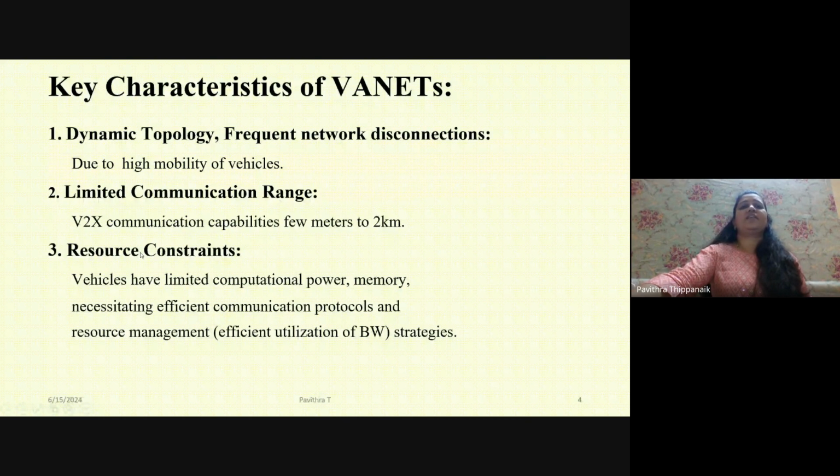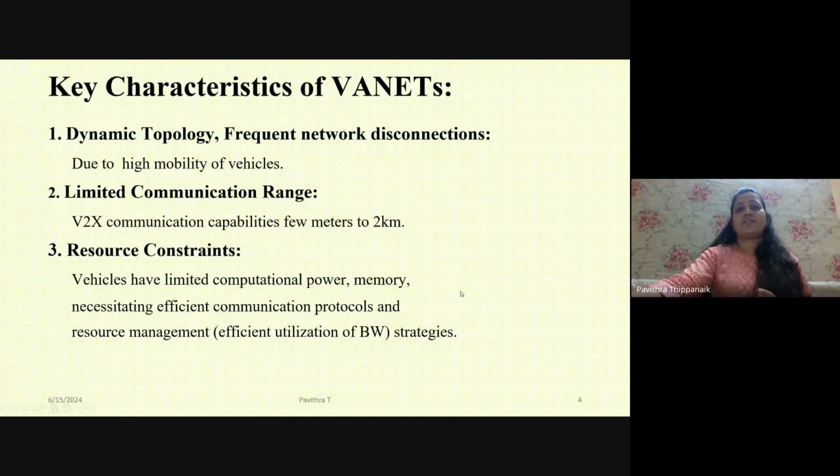Next one is resource constraints. Here, since we are making use of OBUs, our OBUs will have a processor with limited computational power. Since we are using these processors for a specific application only, we might be using a processor which may not work like a supercomputer. So within the capacity of the available processor only, we have to implement our VANETs.